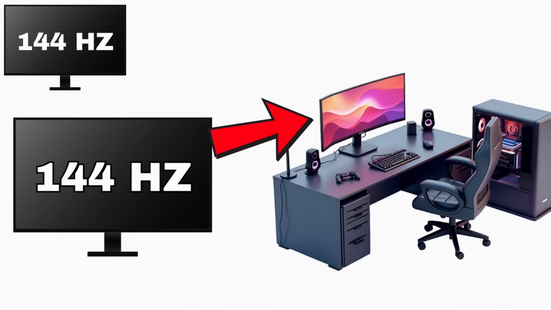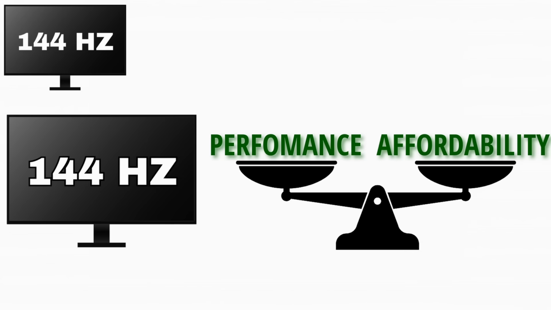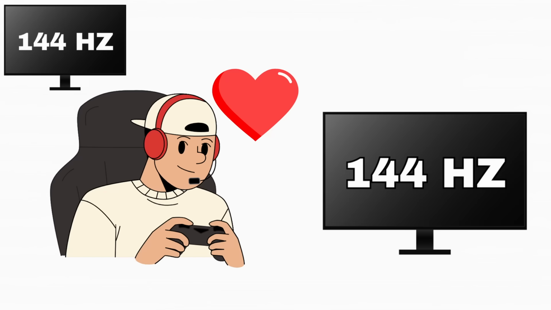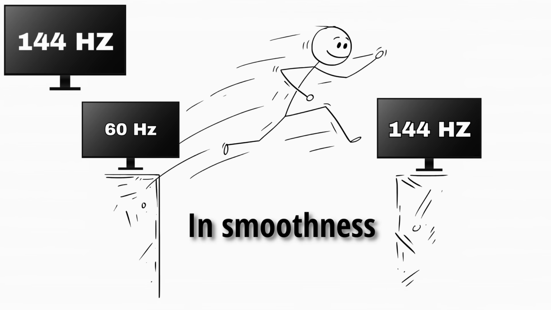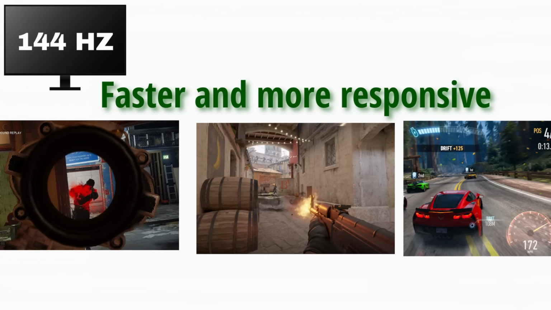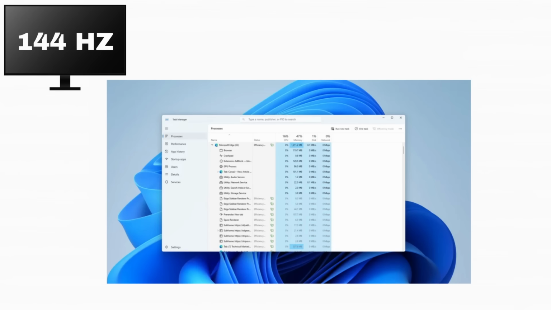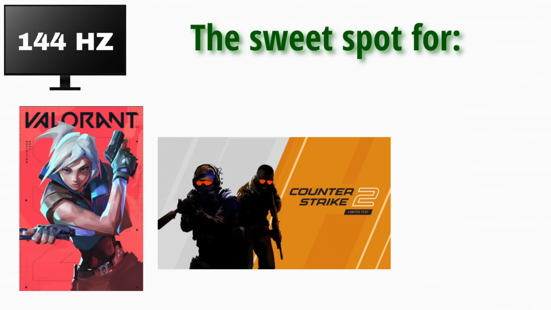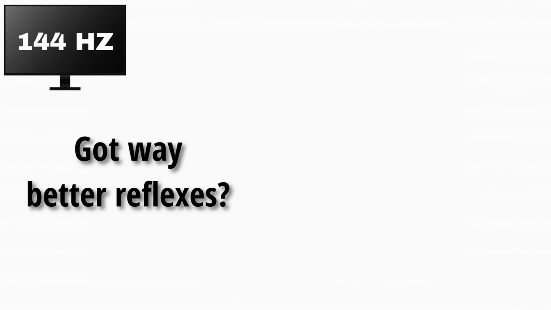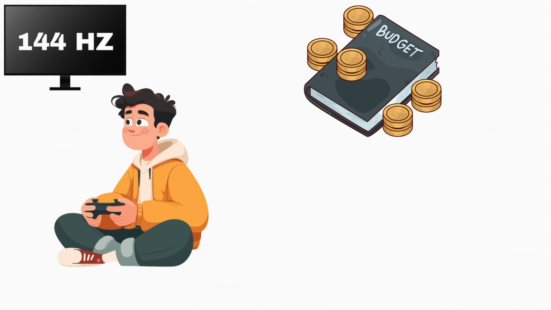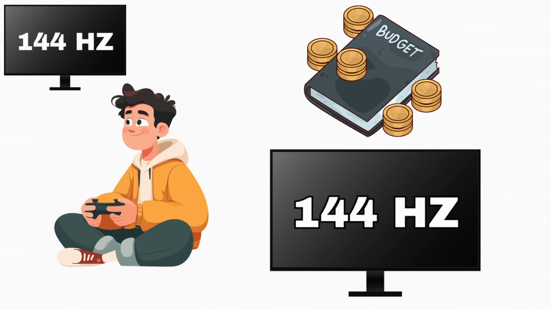144 hertz is the refresh rate you'll see everywhere in gaming setups. It's the perfect balance between performance and affordability, and most modern GPUs can handle it easily. Gamers love 144 hertz because it's a massive jump in smoothness compared to 60 hertz. Aiming, shooting, driving, everything feels faster and more responsive. Even your desktop animations will look like they're gliding instead of skipping. It's also the sweet spot for competitive games like Valorant, CS2, or Fortnite. You'll feel like your reflexes got buffed, not because you're better, but because your screen's keeping up with you. In short, if you're a gamer on a budget or upgrading from 60 hertz, 144 hertz is a must-have.